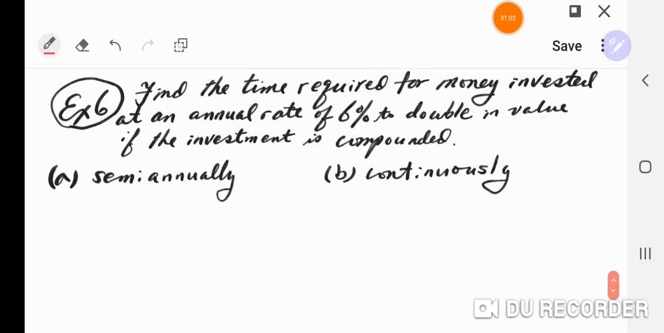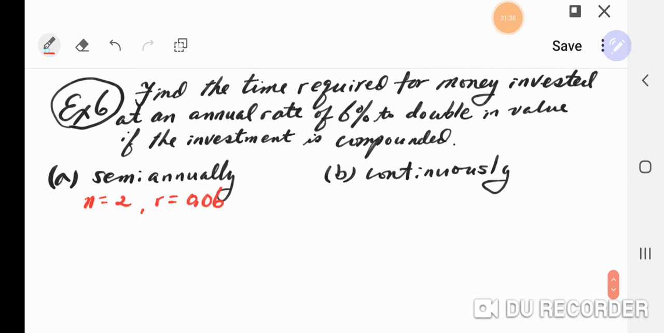Example 6, we want to find the time required for money invested at an annual rate of 6% to double in value if the investment is compounded semi-annually and continuously. So if it's compounded semi-annually, that means there are twice per year. So this means n will be 2. And the rate is 6%, so 0.06.